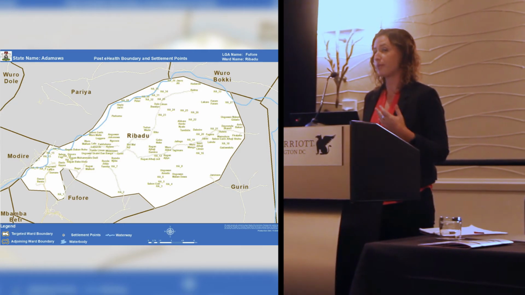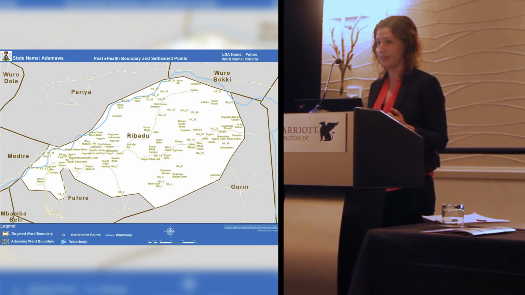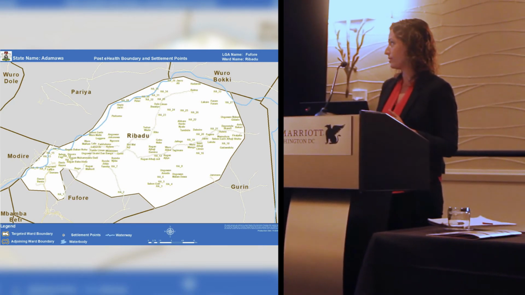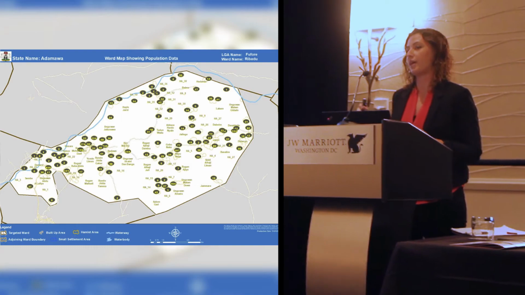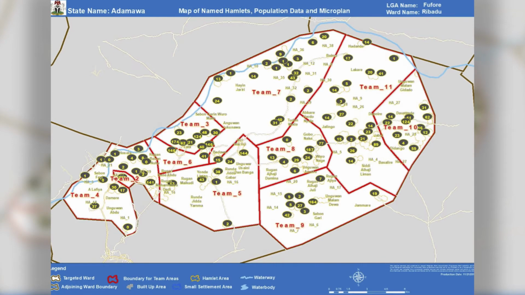All right, so now we have the data. Now we need to make it more meaningful by adding a bit of insight. So how do we do that? One way is we can add population data to the maps so that we can determine coverage rates. Another way is we can make detailed day-by-day trip maps called microplanning maps for the vaccination teams.